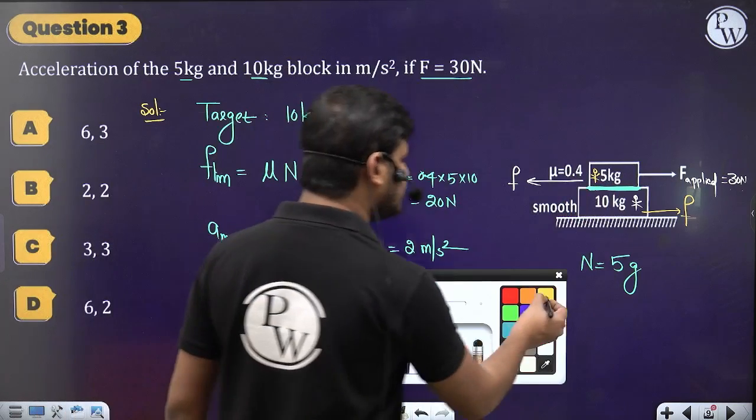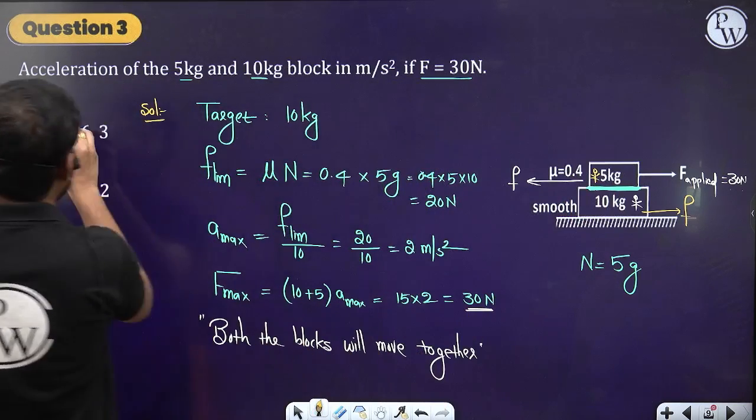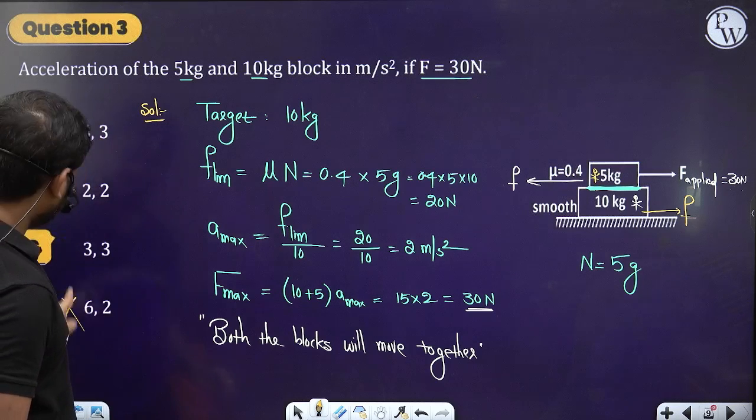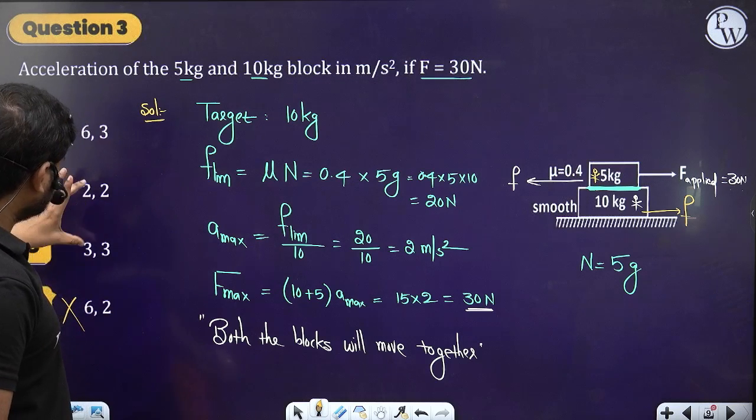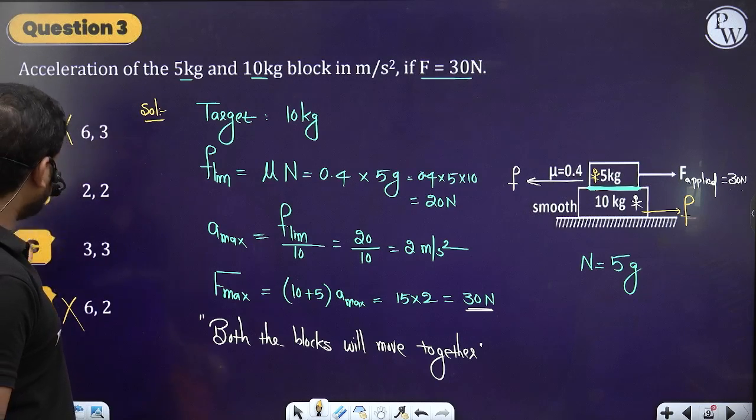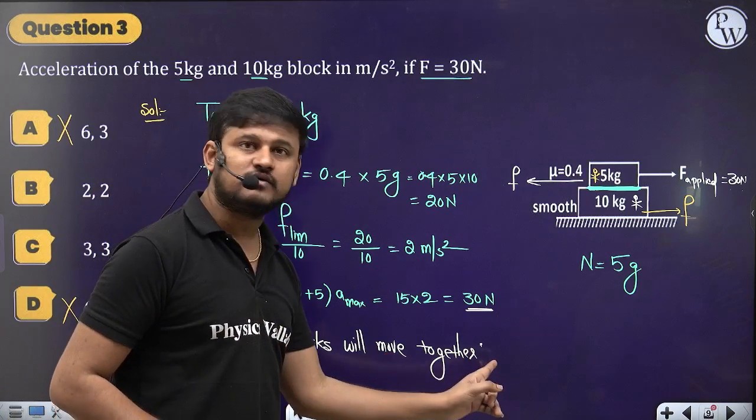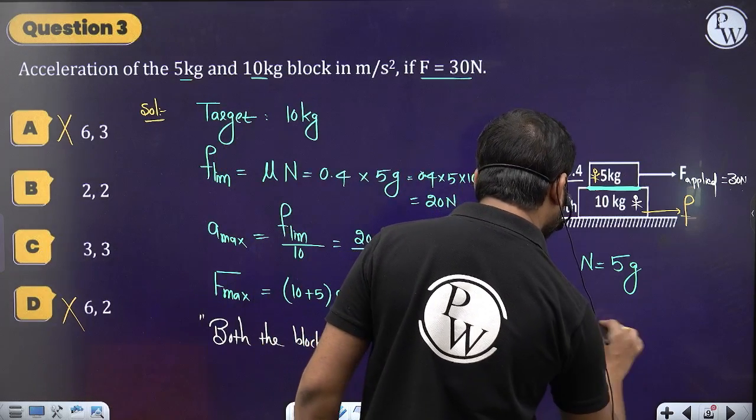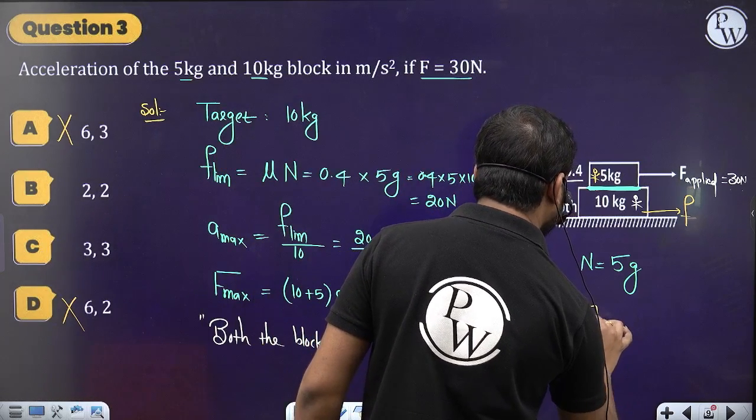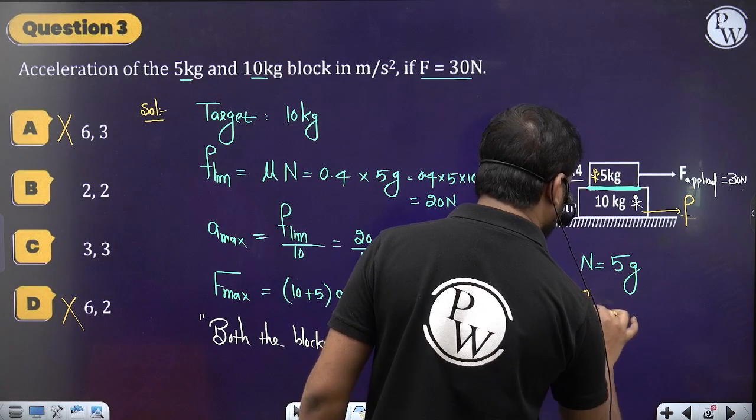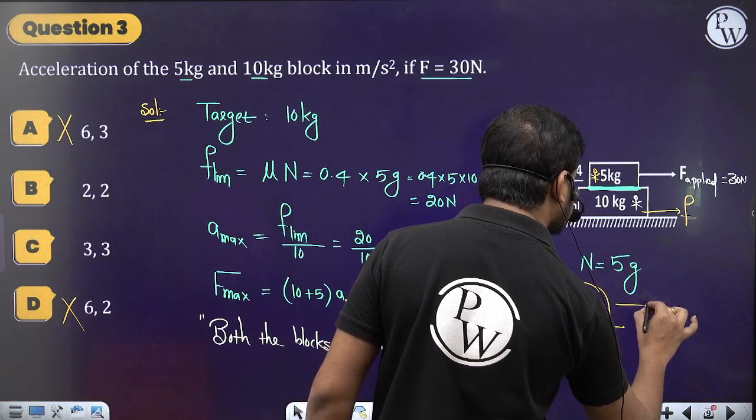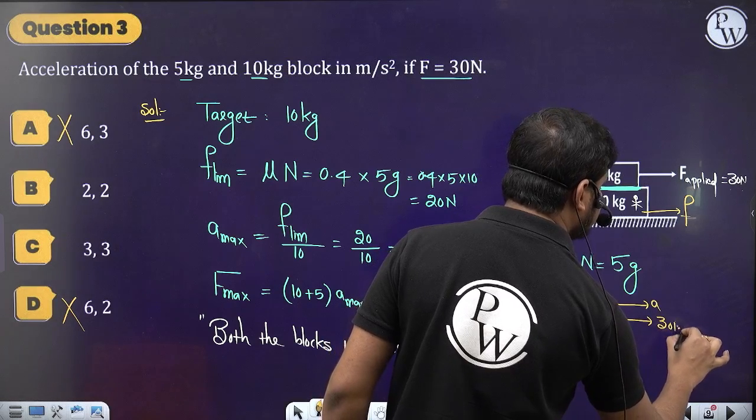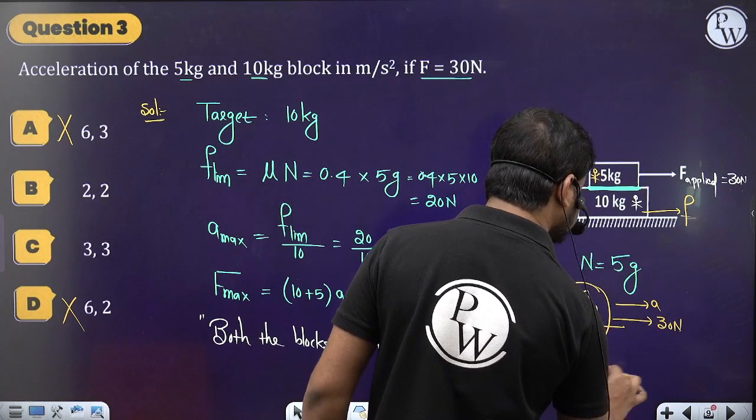With what acceleration do they move? Here you can cancel out this option. Why? Because they are shown with different accelerations, right? So either B or C is correct, because both move together with the same acceleration. How do we find that acceleration? Here is the 10 kg block and here the 5 kg block. This whole thing is moving with the same acceleration. The F applied is 30 newtons acting to the right side.